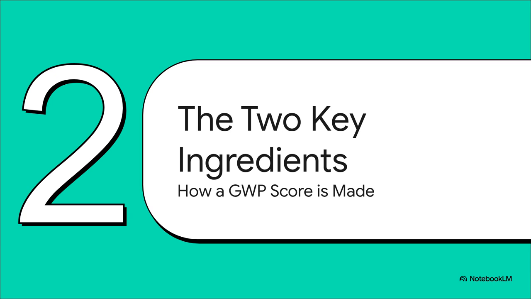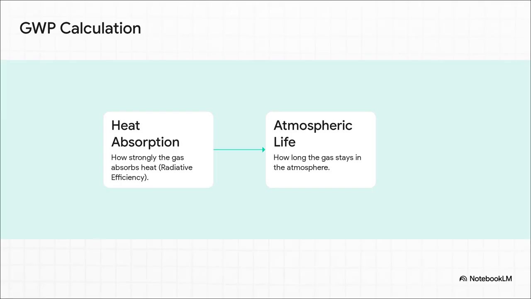So, if CO2 is our number one, how do we figure out the score for all the other gases? Well, it really just boils down to two key ingredients. First up is the gas's raw power to absorb heat. Scientists have a fancy term for this, radiative efficiency, but all it really means is how good that molecule is at trapping heat. The second ingredient is its atmospheric lifetime, how long it actually sticks around in the atmosphere. So you basically take its heat-trapping strength and multiply it by its staying power, and that's what gives you its GWP score.